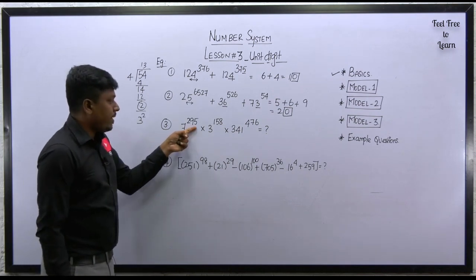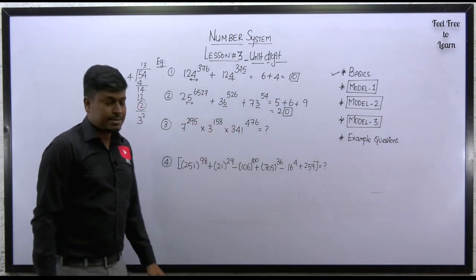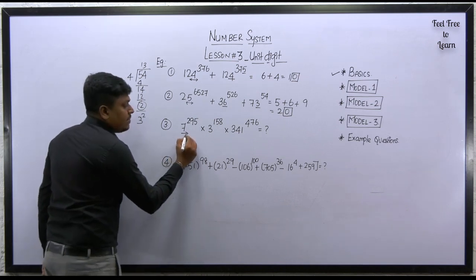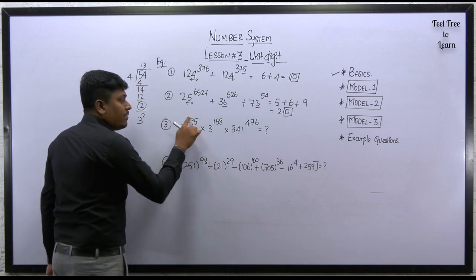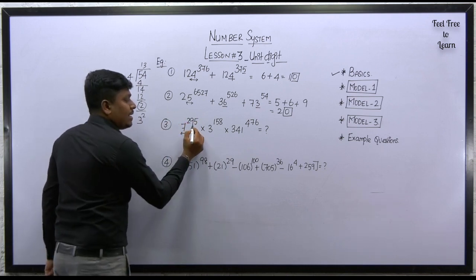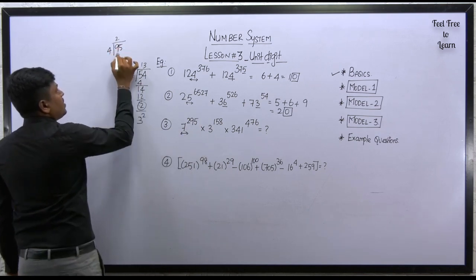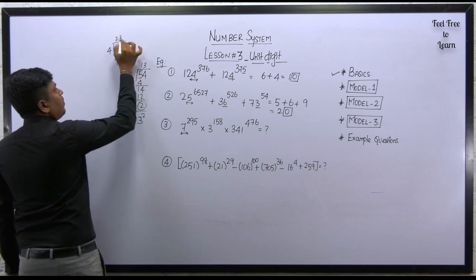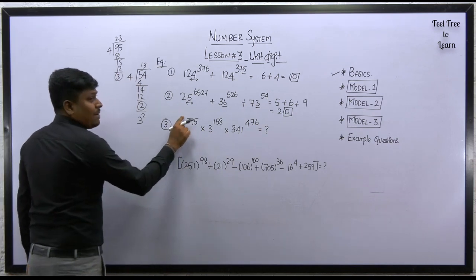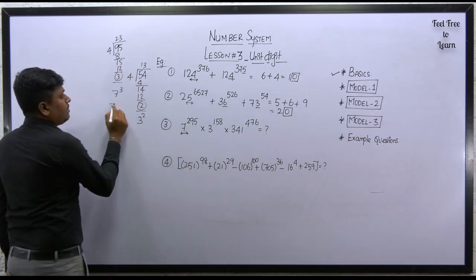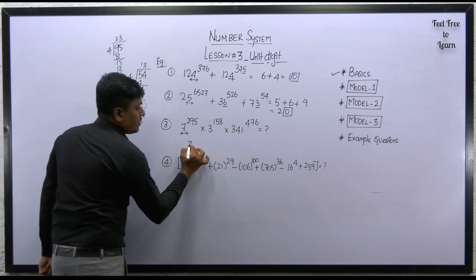7 power 295, 3 power 158, 341 power 476. So here 7. In which model have we learnt 7? Model number 3. In model number 3 we have to divide the power by 4. Got it? Just take only the last 2 digits, that is 95. So 95 by 4, 4 2s are 8, remaining 15. So 4 3s are 12, remainder will be 3. So 7 power remainder 3, that is 7 power 3, will be 343. So we can say that the last digit will be 3. So the unit digit of the number is 3.